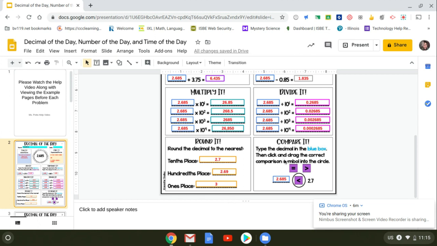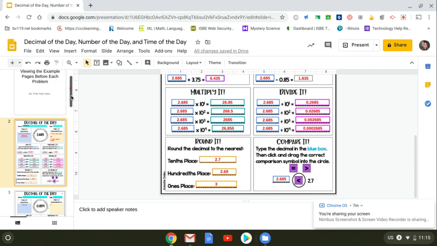Then the last thing you're going to do is you're going to compare it. So you write your decimal again, which was 2 and 685 thousandths. You're comparing it to 2 and 7 tenths. So that means my 2 are the same for my 1, so I can't judge by that. So I have to look at my tenths. I have a 6 and I have a 7. Oh, well, 7 is bigger, so I would drag the less than sign because 2 and 685 thousandths is less than 2 and 7 tenths.